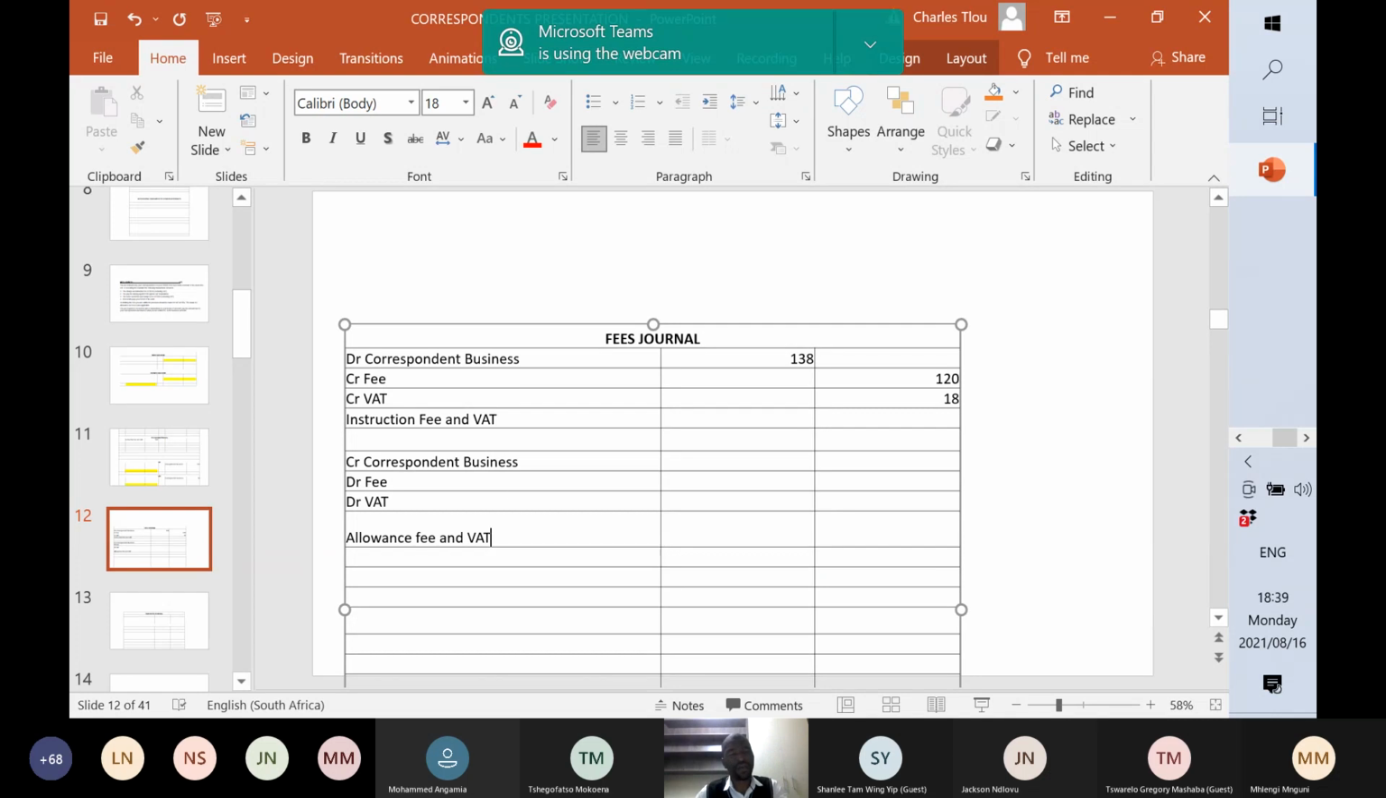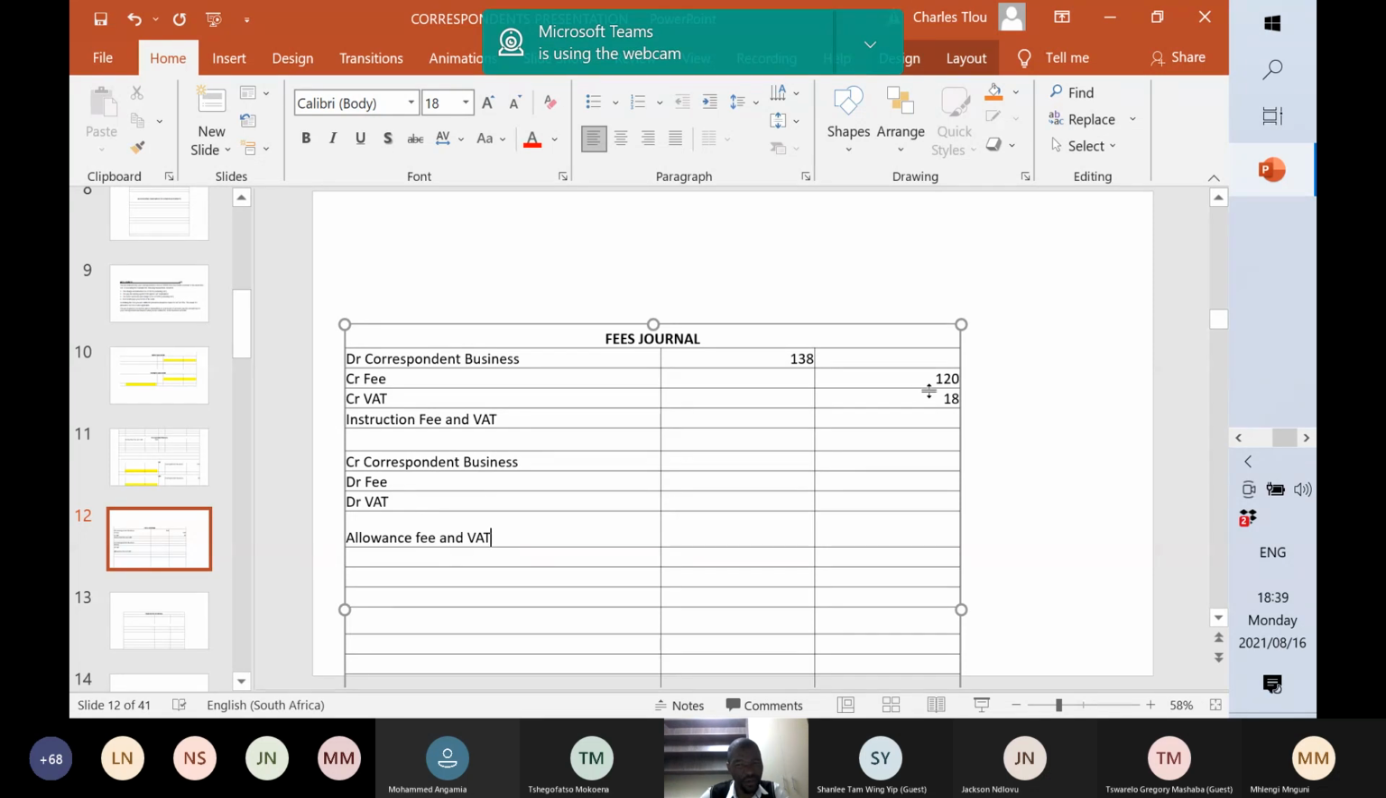Your allowance fee and VAT. That's what you do. The direct opposite on narration. You debited correspondent business, now you credit correspondent business. You credited fees, now you debit fees. You credited VAT, now you debit VAT. And this is your allowance fee plus VAT. Allowance fee on the instruction fee.